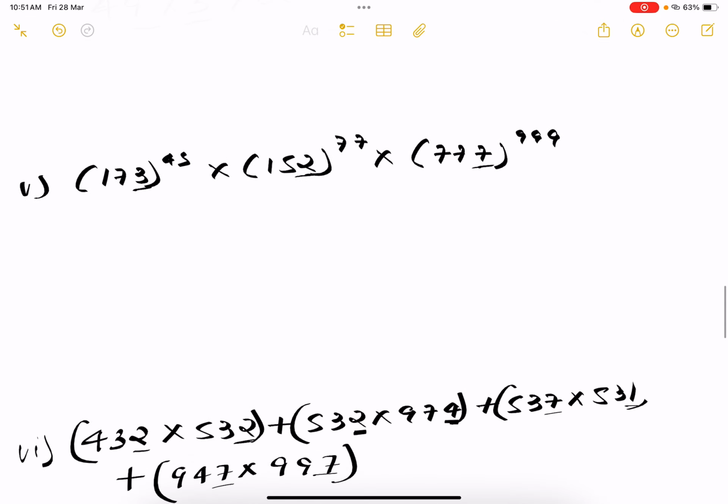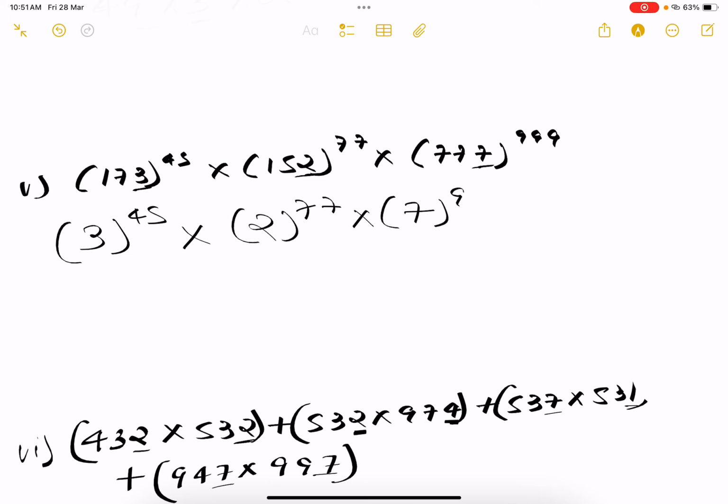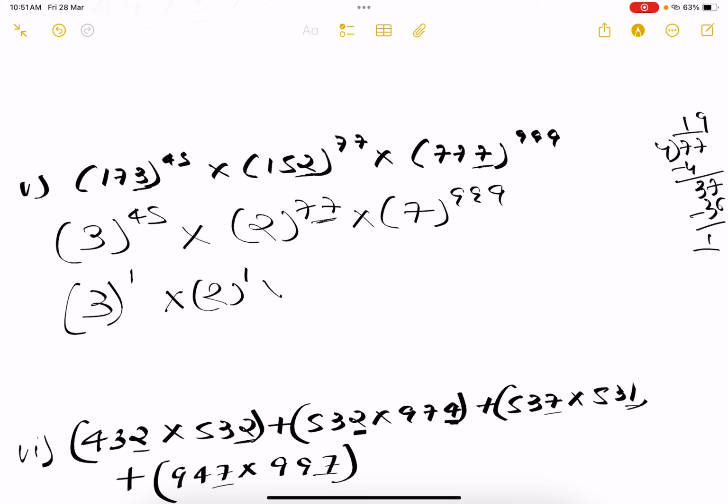Okay. Now let's move on to another question. Here also the concept of 4 would be used. So let's simplify first: 3 to the power 45 into 2 to the power 77 into 7 to the power 999. Now what we do is we divide these powers by 4. So if I divide 45 by 4, then 4 into 11 is 44, the remainder is 1. If I divide this 77 by 4, 4 into 9 is 36 and I get remainder 1. So it would be 2 to the power 1.